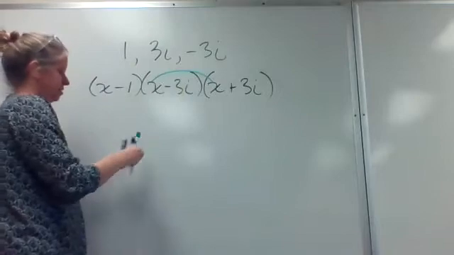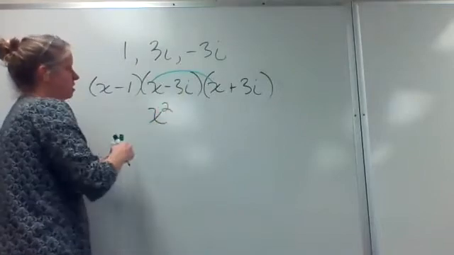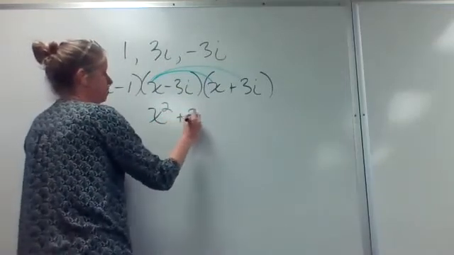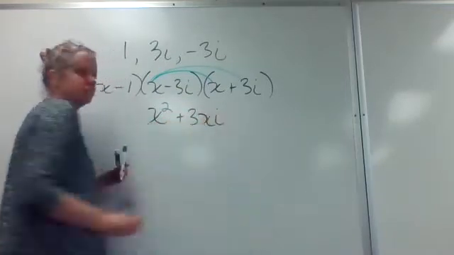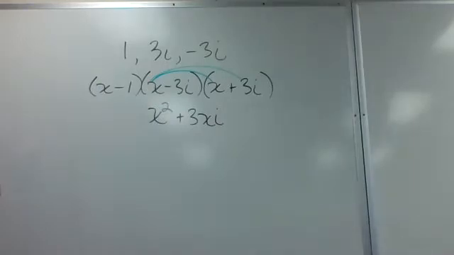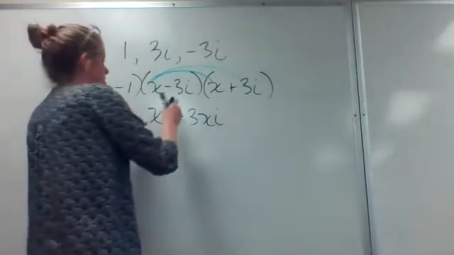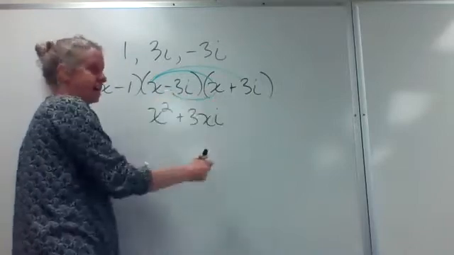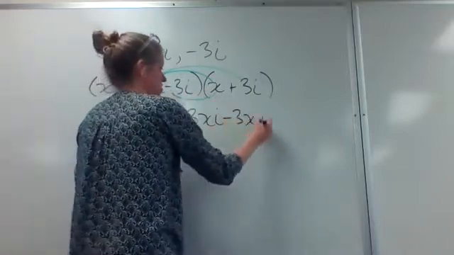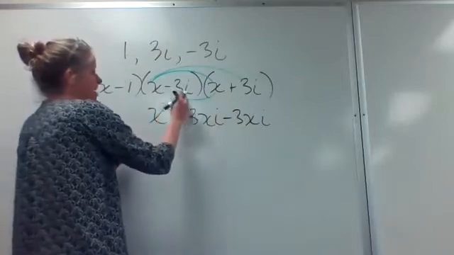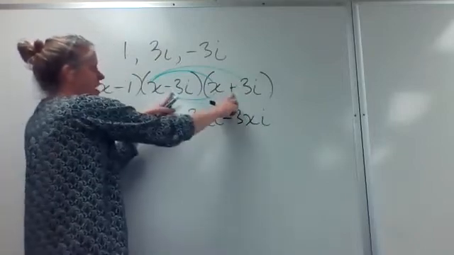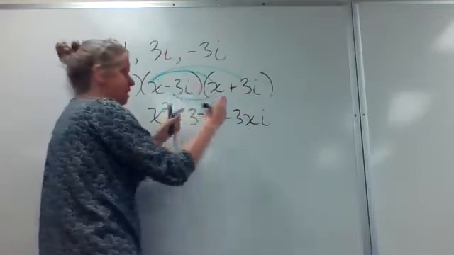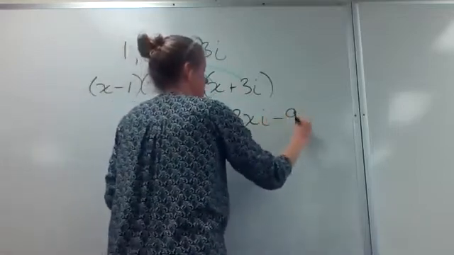X times x, x squared. X times positive 3i gives me positive 3xi, or ix, however you want. Look at your inner. What's that going to give me? Negative 3xi. Then my last, negative times positive, gives me negative 9i squared, right? I times I gives me i squared.